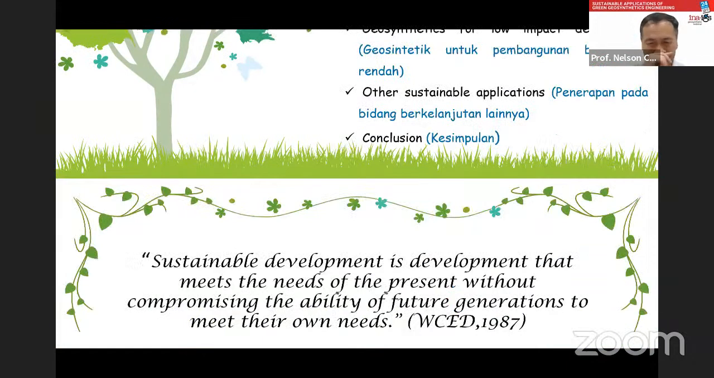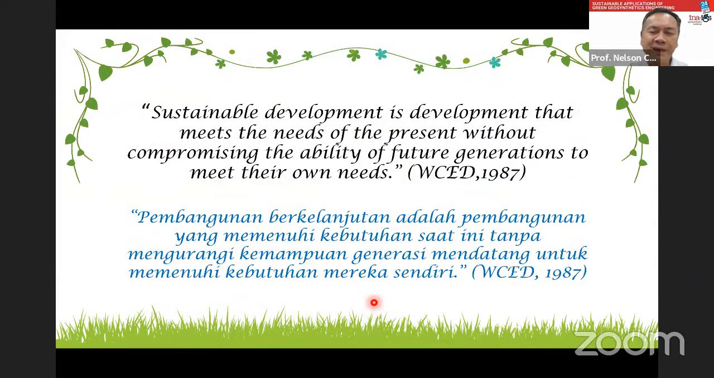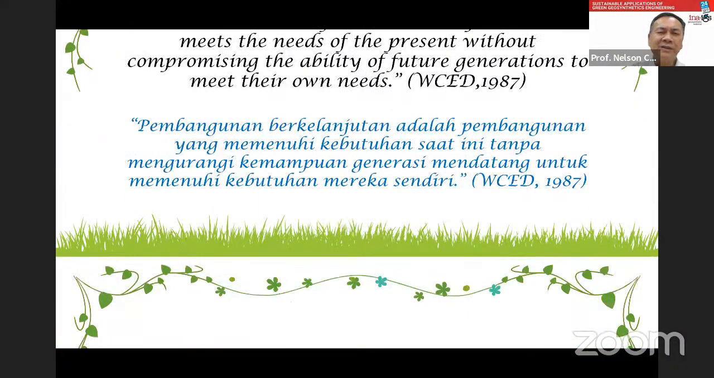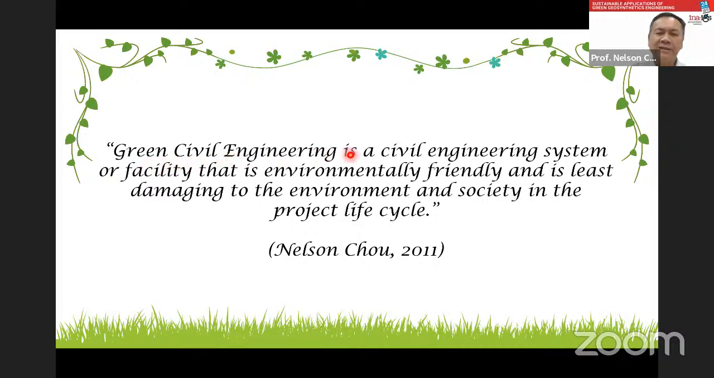Okay, so first let me define what sustainable development is. Sustainable development is development that meets the needs of the present without compromising the ability of future generations to meet their own needs. And another definition is for green civil engineering. Green civil engineering is a civil engineering system or facility that is environmentally friendly and least damaging to the environment and society in the project life cycle. Okay, this is my definition.